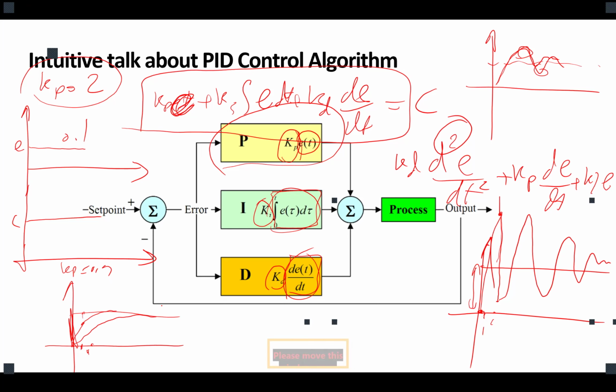Now, for the integral, we said this is going to accumulate the steady state error, the residuals, and try to eliminate them. Now, we have a residual. What is the significance of K?